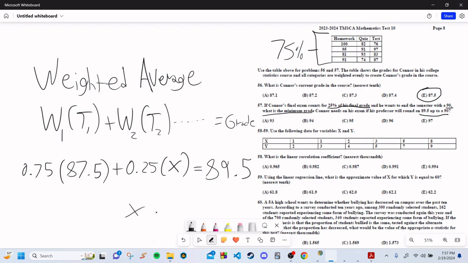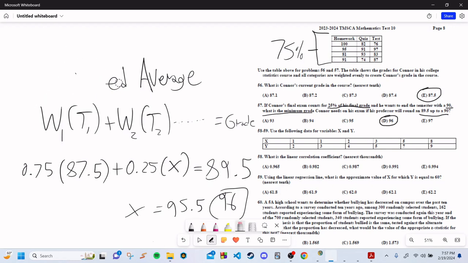And so we get x is equal to 95.5. So that means he needs a 96 to get the grade he wants, right? Because a 95 won't cut it, so he needs a 96. And so 96 is our answer. So just know how to work with weighted averages.